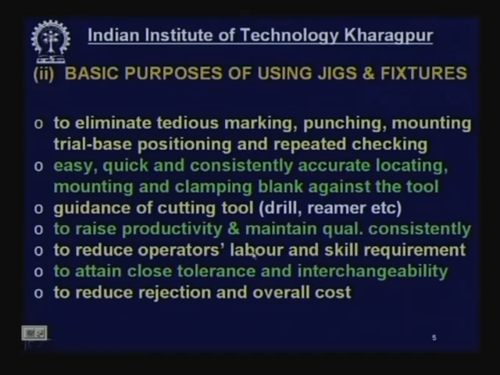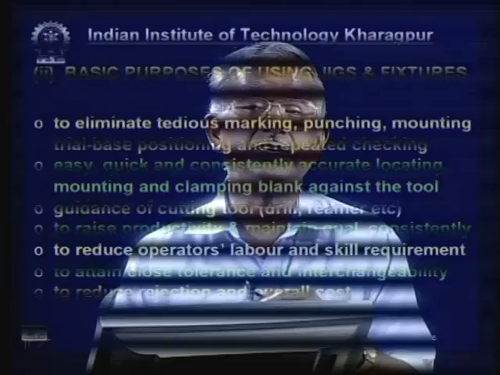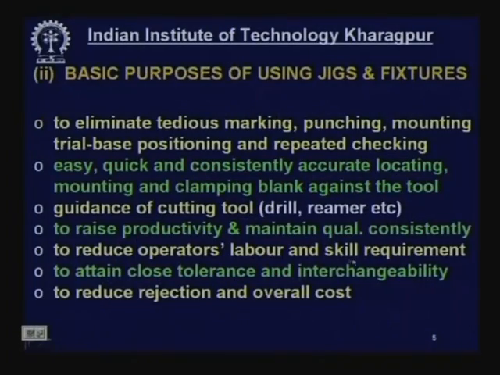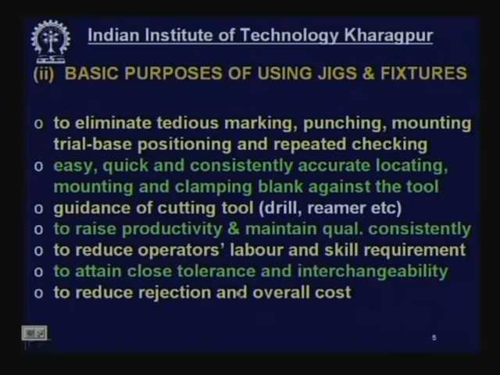To reduce the operator's labor, because the labor has to do little and easy work and the skill requirement is less. The operator need not be a very skilled worker, he can be very ordinary type because he will be assisted by, aided by the fixture to attain close tolerance, that is accuracy and interchangeability. So, the repeatability will be maintained, whatever tolerance is decided or apprehended, that will be repeatedly obtained in each of the jobs. So, those jobs which will be produced by that particular jig or fixture will be interchangeable to each other. Finally, to reduce rejection and overall cost.